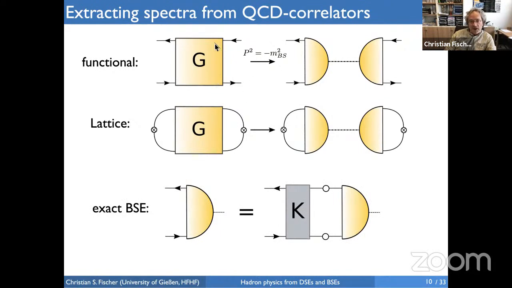Now, from the defining equation of this quantity, you can extract a Bethe-Salpeter equation for these wave functions here. On the left-hand side, you have the wave function. On the right-hand side, you have the wave function again. You have the quark and the antiquark that propagate, and a so-called K-matrix, which contains all the possible interactions between this quark and antiquark. And this is actually the equation that we're solving.